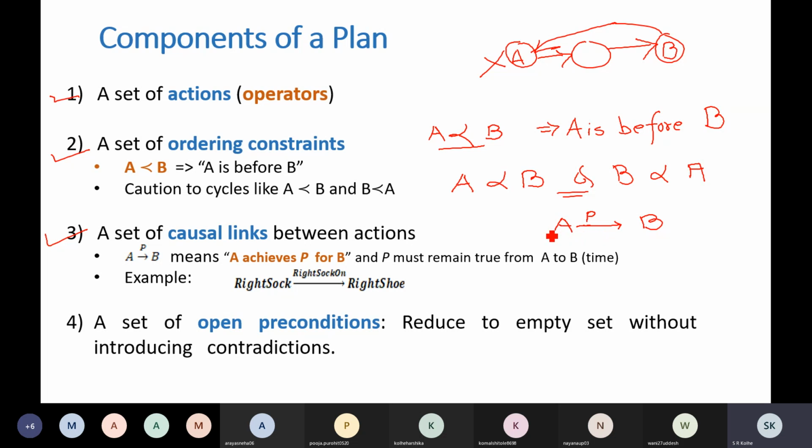Now what is this? Let us understand this with a previous example. Consider a state right sock.